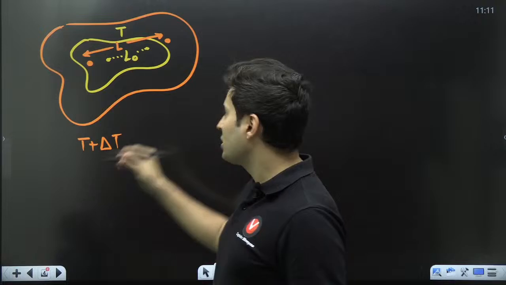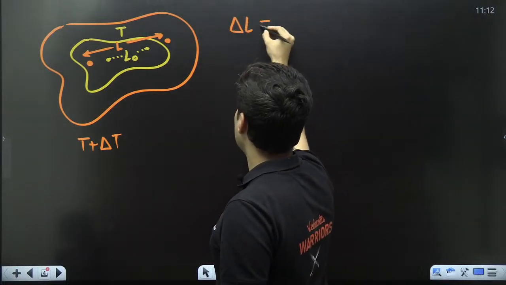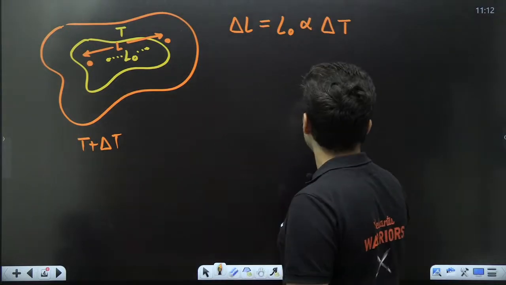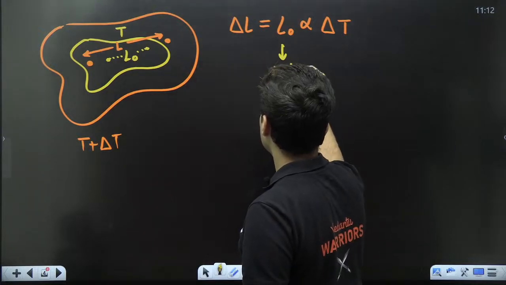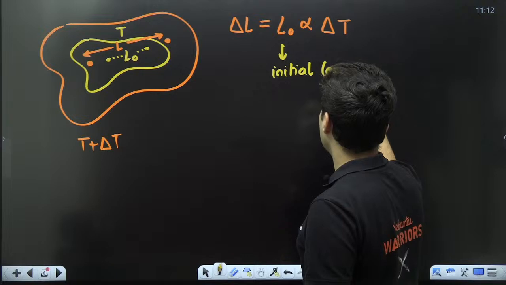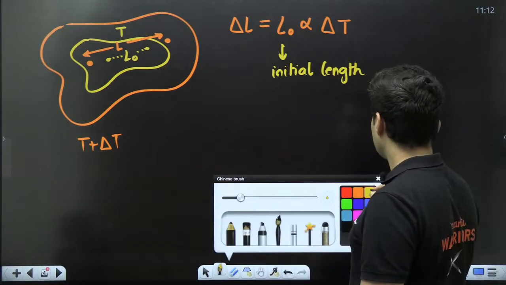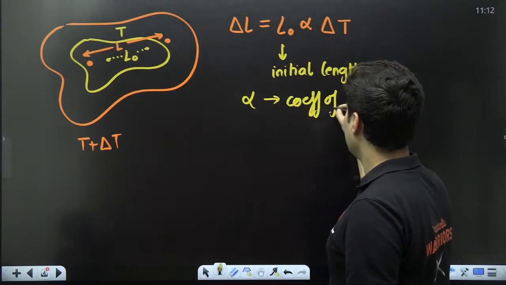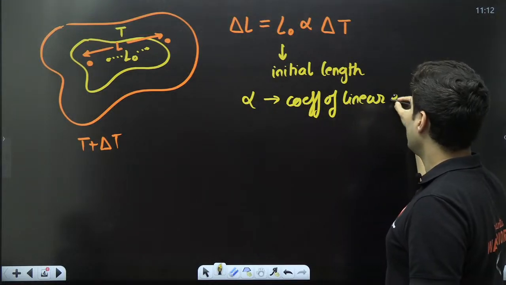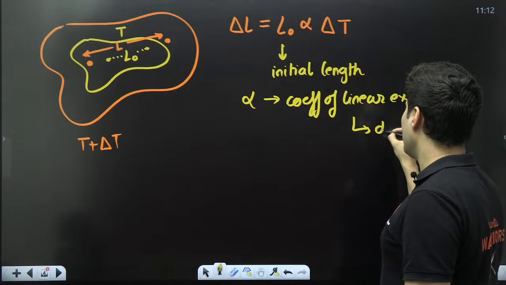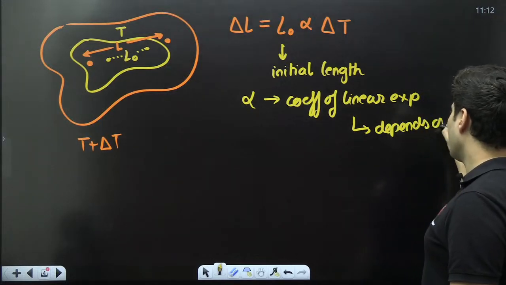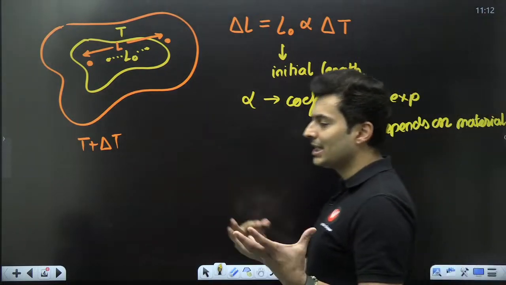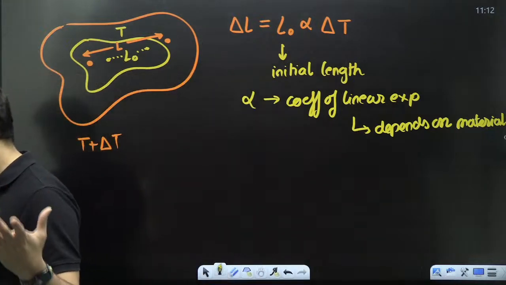So you can see the length has changed, and that delta L is given by L naught alpha delta T. L naught is nothing but your initial separation or initial length. Alpha is called your coefficient of linear expansion, and it completely depends on the material. Keep this in mind. Delta T is of course your change in the temperature.